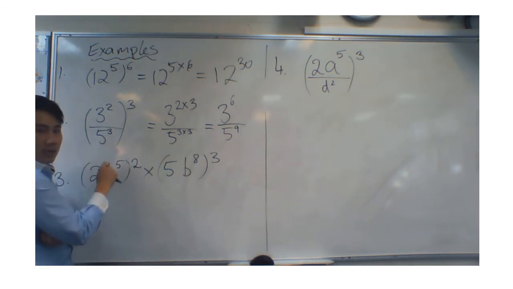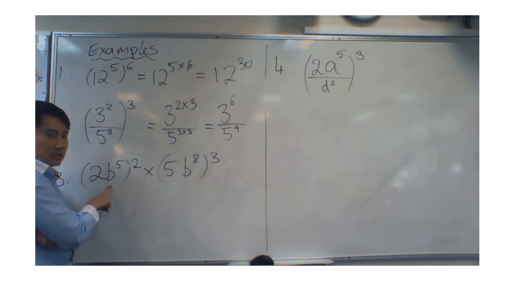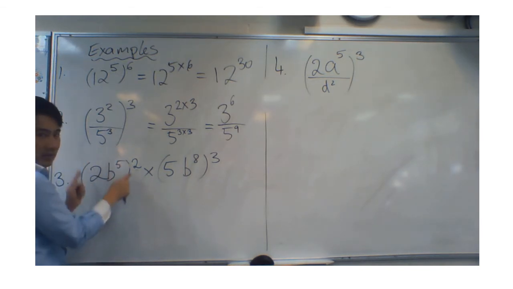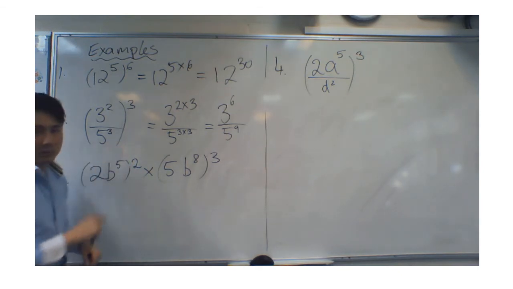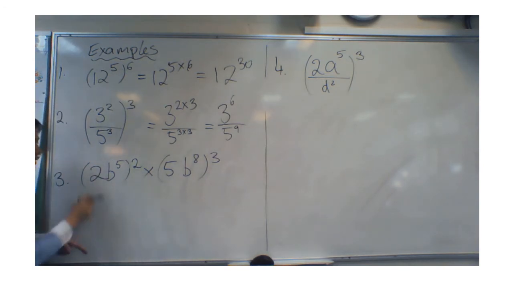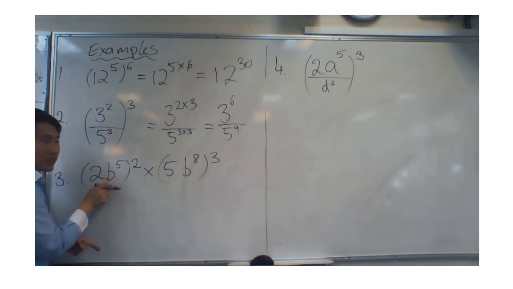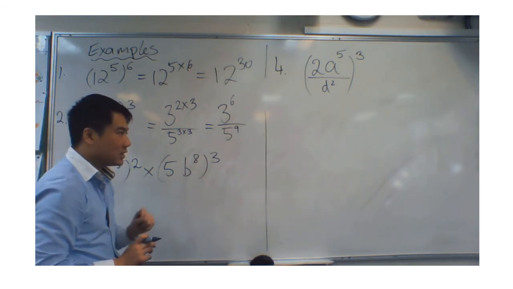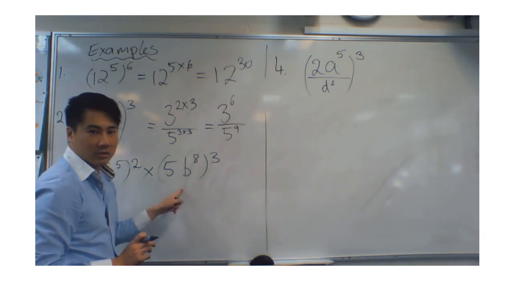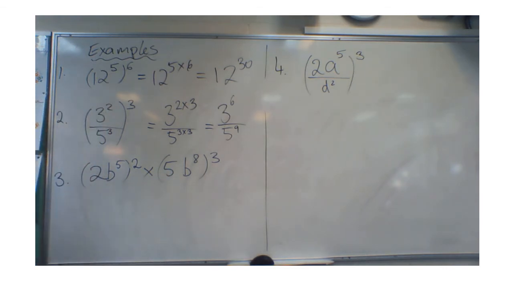This 2, does it apply to just b to the power of 5? No, it's not. Why not? Because that's the set of brackets, which tells me this power of 2 applies to everything inside the bracket. So basically what I'm saying is I'm raising 2 to the power of 2, and I'm also raising b to the power of 5 by 2. Similarly, this power of 3 applies not just to this b to the power of 8, it applies to this 5 as well. Alright? So let's have a look how we can write it out.